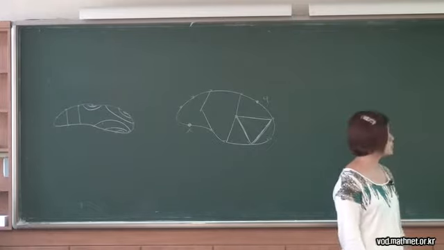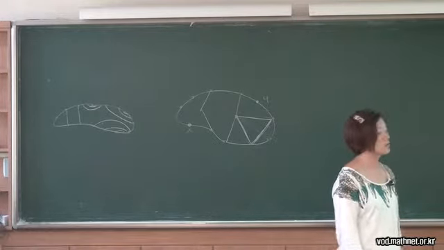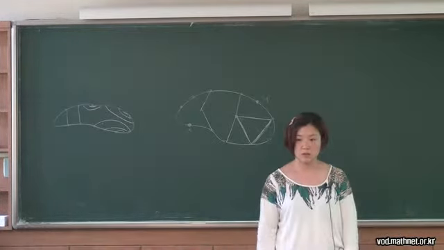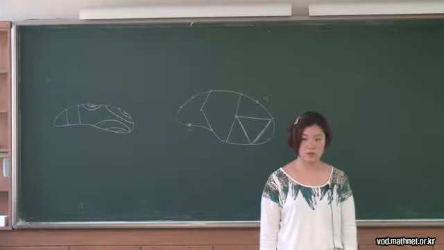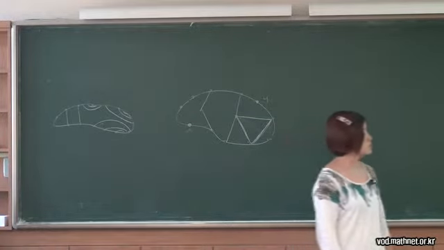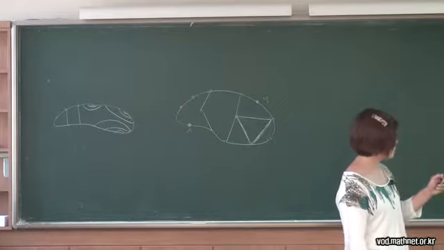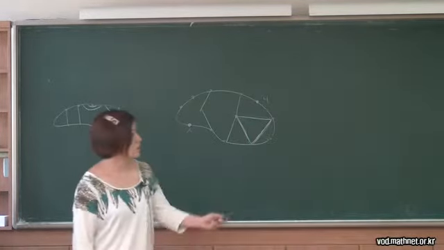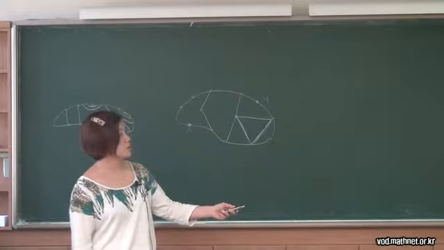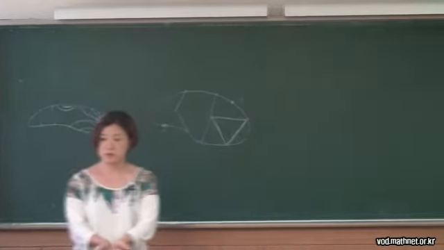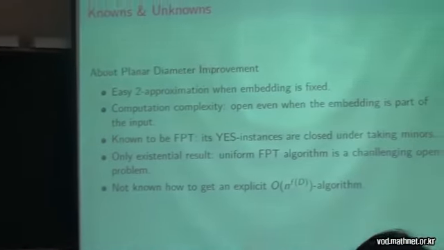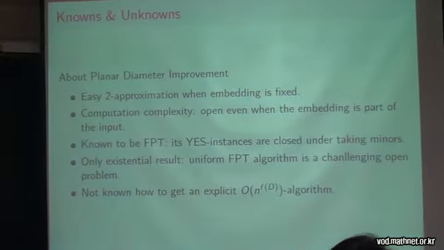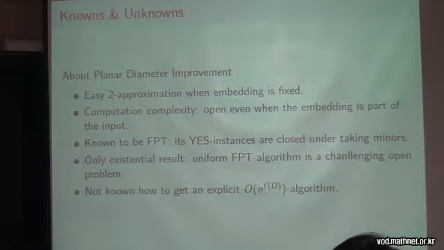So this problem is quite a naive problem, but we don't know whether this is NP-complete or not, even when the embedding is given. You do preserve the outerplanar property? Here I was talking about planar diameter improvement, so we want to preserve planarity. So not outerplanar. No. For outerplanarity, actually, what we did is that the problem is polynomial.